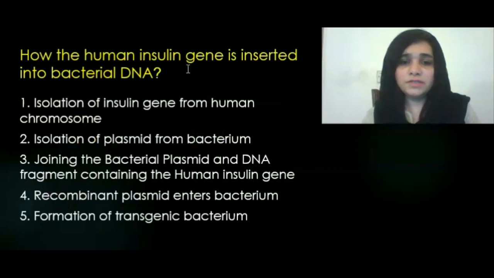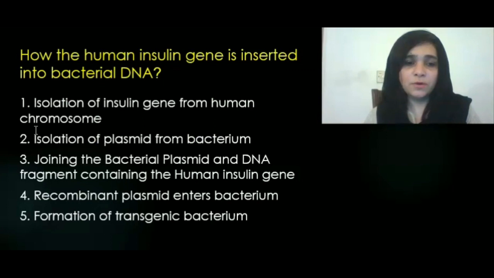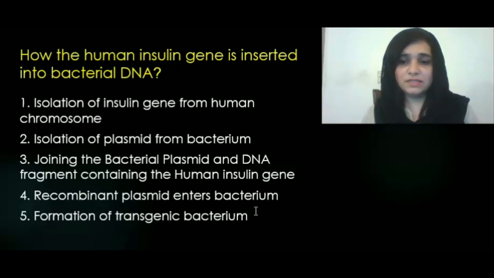How the human insulin gene is inserted into bacterial DNA. There are 5 different steps involved. First one, isolation of insulin gene from human chromosome. Number 2, isolation of plasmid from bacterium. Number 3, joining the bacterial plasmid and the DNA fragment containing the human insulin gene. Number 4, recombinant plasmid enters bacterium. Number 5, formation of transgenic bacterium. So these are the 5 different steps we are going to discuss in detail in the coming slides.